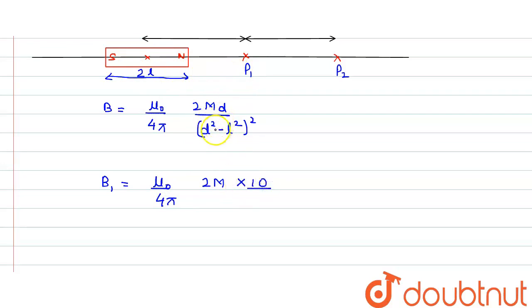Okay, so we will be putting the distance in terms of centimeter only because ultimately we will be taking the ratio. So d square, d is 10, so 10 square would be equal to (100 minus L square) to the whole square. Let's say this is our equation 1.